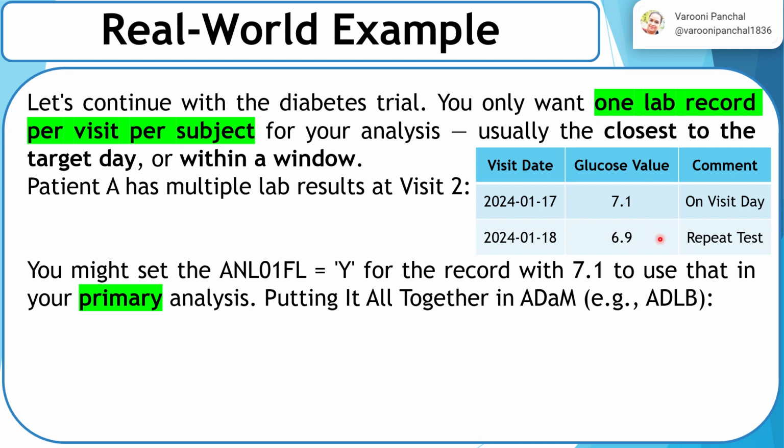Now why was this repeat test taken? The reason could be in the comment section, or you can raise a query to the site monitor and ask for a justification: if the value was recorded on the visit day, then why was the repeat test collected? It could be a human error, or it could be that the doctor recommended it, just wanted to check the glucose level, whether it is the same or not. So in those kinds of scenarios, you can justify it if it happens on the same day. Now if you see, the difference is also 17th of Jan and 18th Jan, which is just in the window range period, right?